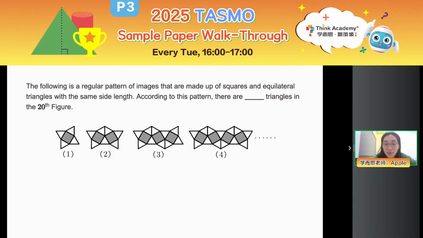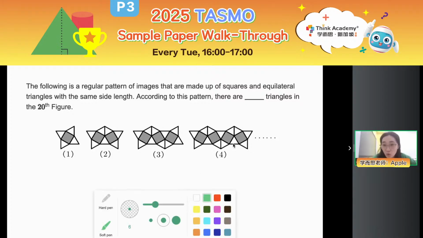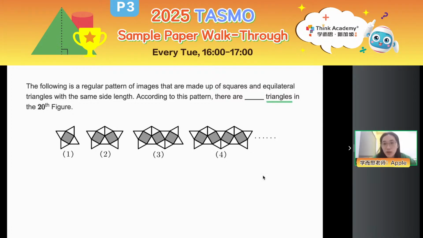Well, firstly, pay attention. Do I need to care about the square? No, you only need to focus on triangle. Okay, so here maybe we'll try to list out a few. In the first pattern, you can see there are 4 small triangles.